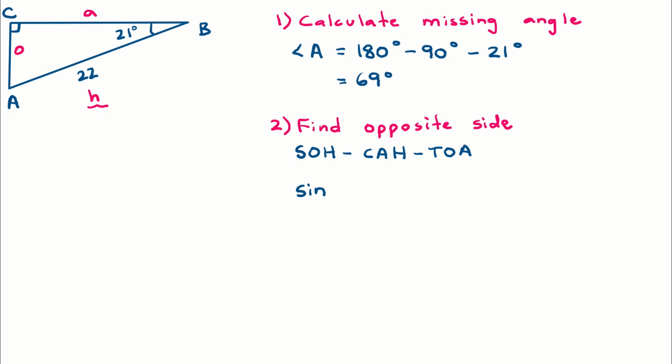So sine of our angle, which is 21 degrees, has to be equal to the opposite side, so side o, divided by the hypotenuse, which is 22. Solving for that, we get o is equal to 22 times sine of 21 degrees. And putting that into our calculator, we get side o is equal to approximately 7.9.